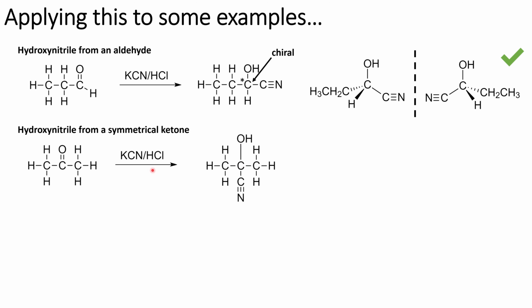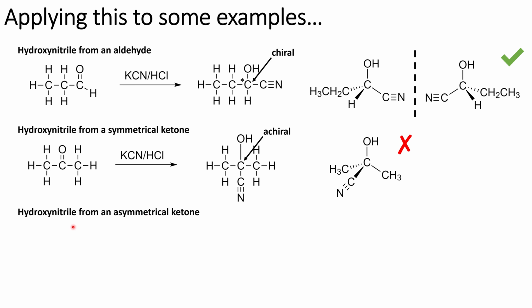Let's examine the carbon atom that's changed, the one in the centre. We can see that it's got a nitrile group, a hydroxy group, and then 2 methyls. Because 2 of those groups are the same, this is achiral. Even in a 3D representation, there's no way I could draw an optical isomer of that which is non-superimposable. Therefore, this symmetrical ketone does not result in optical isomerism.